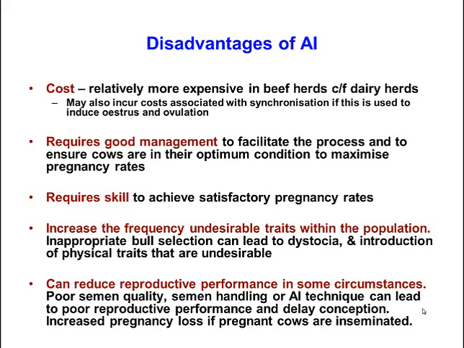In some circumstances, it can actually reduce reproductive performance if you're inseminating a lot of cows and the semen's of subnormal fertility, or the insemination technique is not optimum, or the semen's not handled in an ideal manner. Then you can actually reduce pregnancy rates from what would have been achieved from natural service, and this can actually delay pregnancy in cows, and that will cost farmers money.